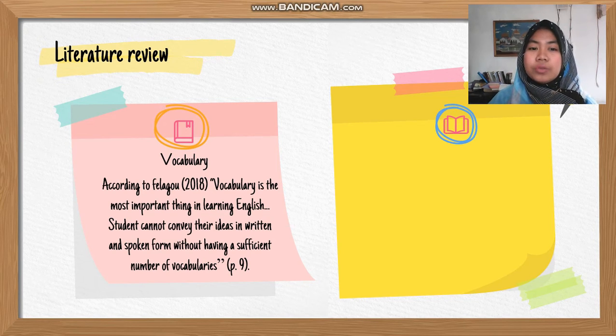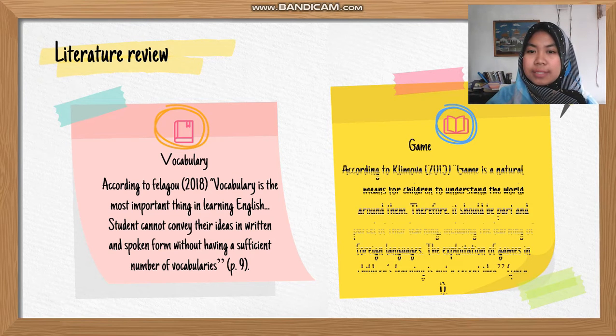According to Felago in 2018, vocabulary is the most important thing in learning English. Students cannot convey their ideas in written and spoken form without having a sufficient number of vocabulary. So the student must master vocabulary. They must know a lot of vocabulary, so it will not be hard or difficult for them to learn the English language.